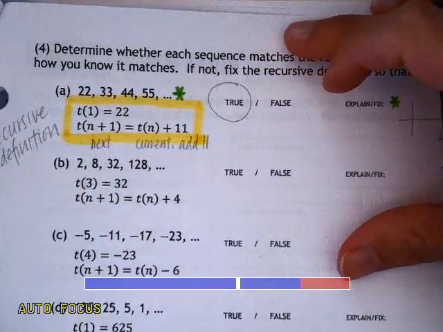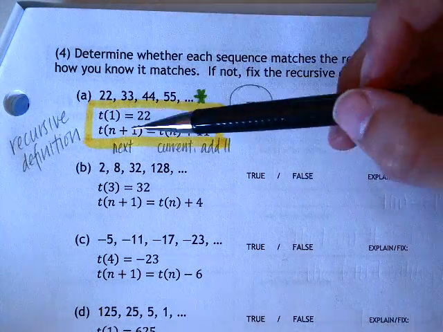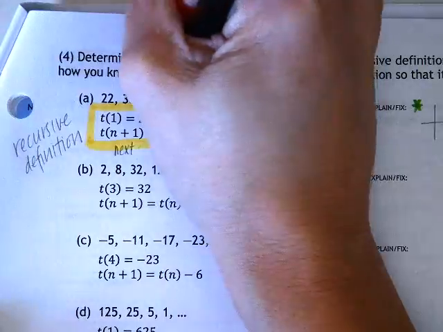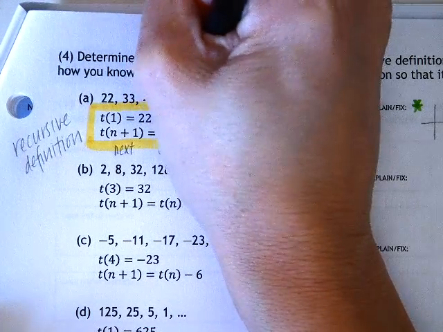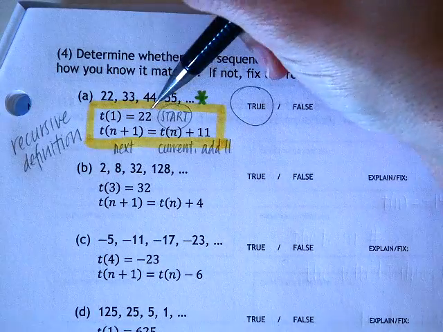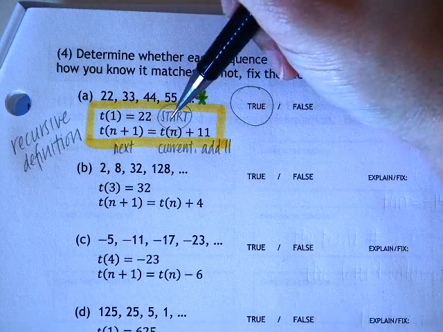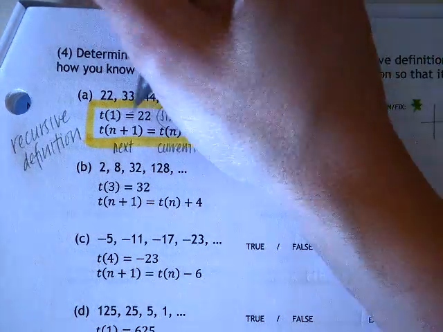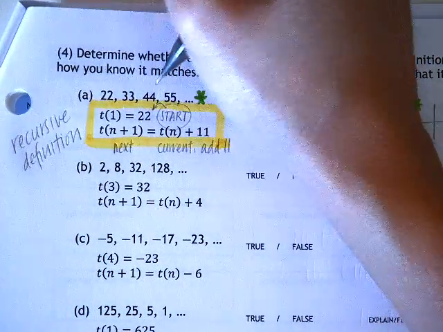A good recursive definition definitely needs to have 2 things. A starting term, so some specific term that you want to call out. And usually it's the first term, but it can be any term. It can be the 0 term, it could be a random term in the sequence. Any starting term is completely fine.